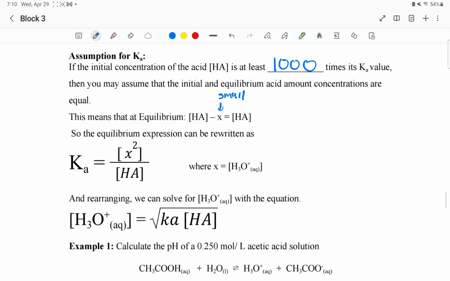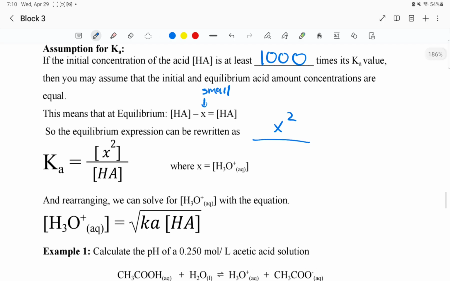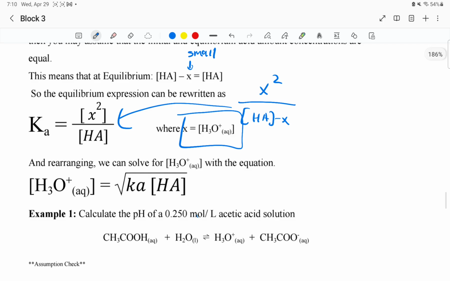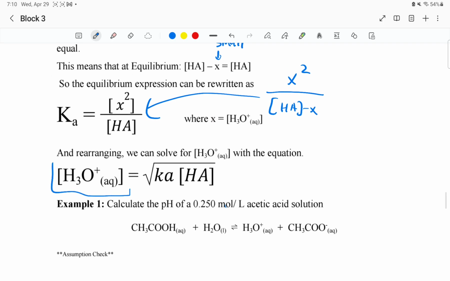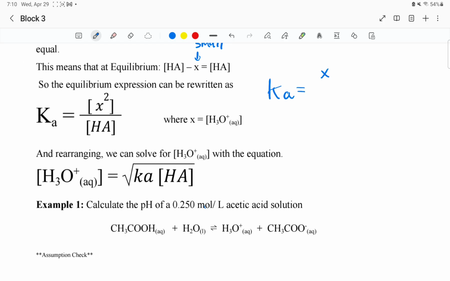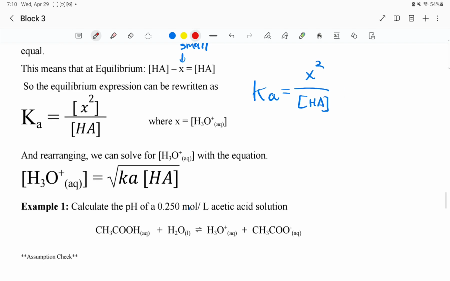So instead of writing it as X squared over HA minus X, we just write it as X squared over your HA, where X is equal to your hydronium. That means if I want to solve for my hydronium concentration, let's solve for it real quick. We have Ka equals X squared over HA. So first I move the HA over, which gives me HA times Ka is equal to X squared.